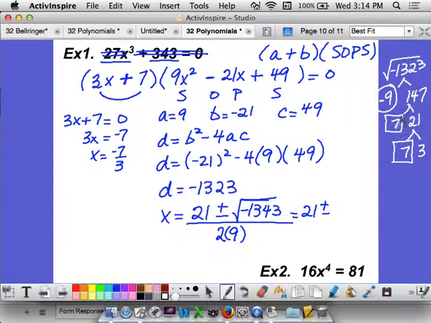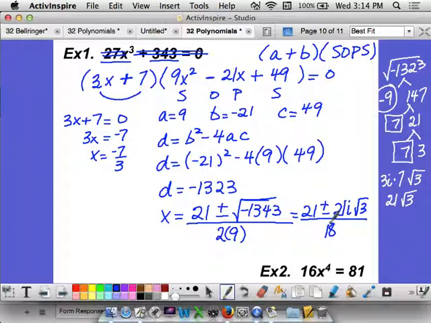3i times 7. 3i times, I have a pair of 7s, it's going to leave that square root of 3 right there. So this is 21 square roots of 3. That's what I have right here. 21i square roots of 3 all over 2 times 9, which is 18.